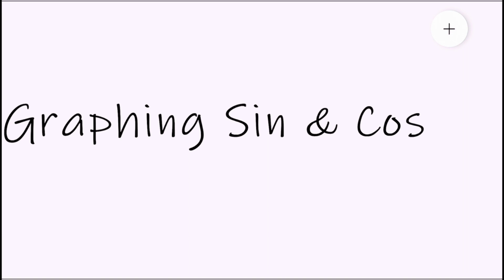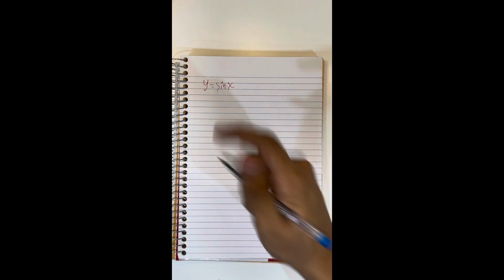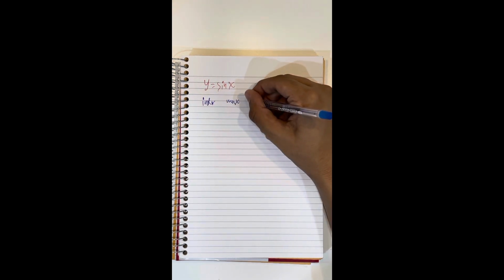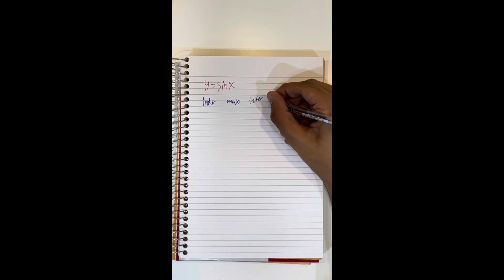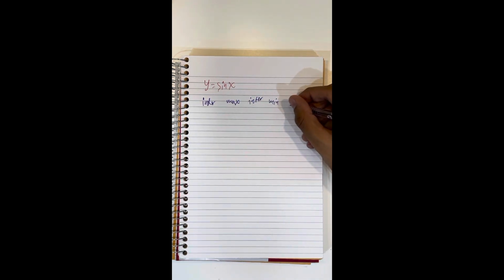Function of sine and cosine. Okay, let's first graph y equals sine x. First of all, in this case we're going to get the 5 points: the first point, the intercept, maximum, intercept, minimum, intercept.